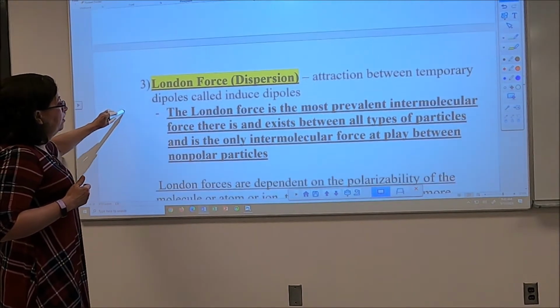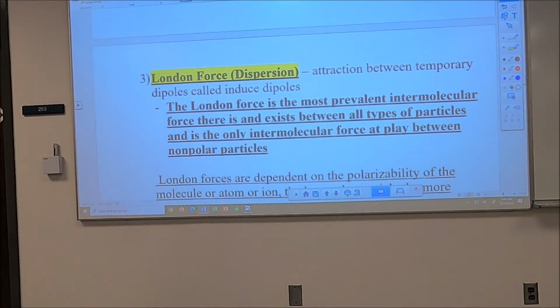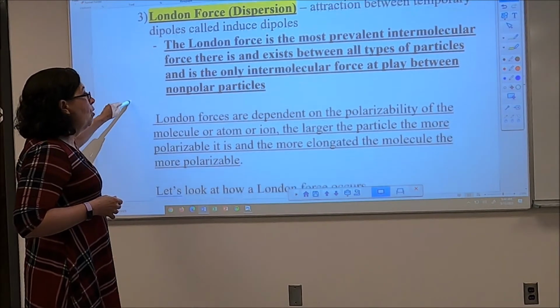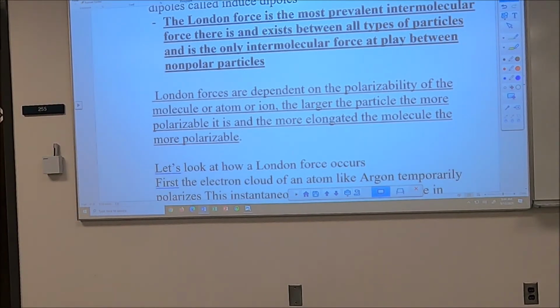Okay, and then London forces, also called dispersion forces, are attractions between temporary dipoles, or what we would call induced dipoles. The London force is the most prevalent intermolecular force there is. It exists between all types of particles, and it's the only intermolecular force at play between non-polar particles. So London forces can be seen in pure substances and between unlike molecules, and London forces depend on the polarizability of the molecule, atom, or ion. The larger the particle, the more elongated the particle, the more polarizable it is.